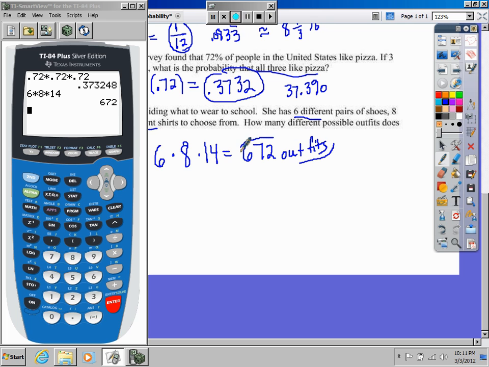Okay, you could have a problem like this when you're going out to eat, where you have the same numbers: 6 different entrees, 8 different drinks, and 14 different desserts. Then you could have 672 different meals, same type of thing. So you multiply when you have a combination problem just like this.